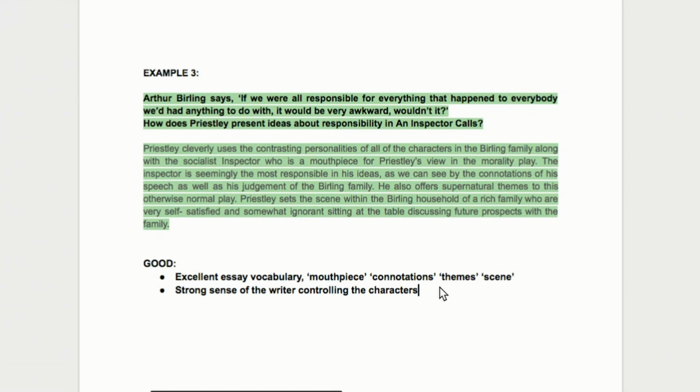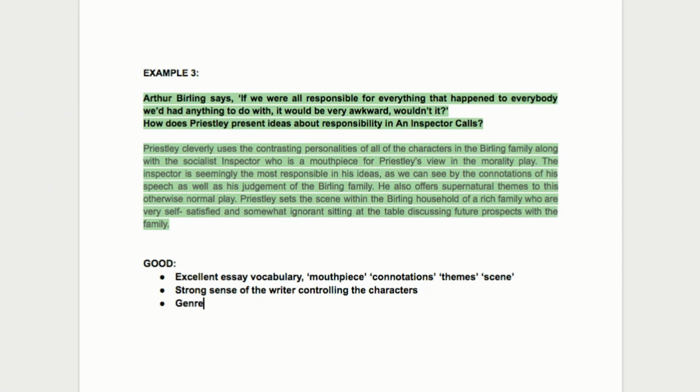So you've got this strong sense of the writer controlling the characters, and basically that means that you're aware of this extra level. You don't just think that they're all real, the characters, that they act and speak for themselves, because they don't. An awareness of that is what makes a distinction between a kind of B grade and an A-star grade. So if you're not showing an awareness of that level, the extra level that the writer works on, where he or she manipulates the characters, then you need to add that in to boost your grade. So that's very, very strong.